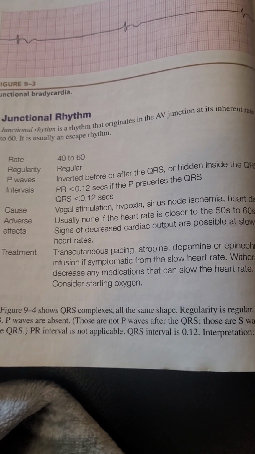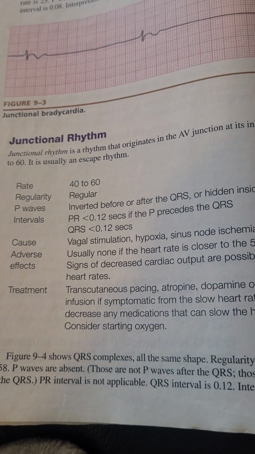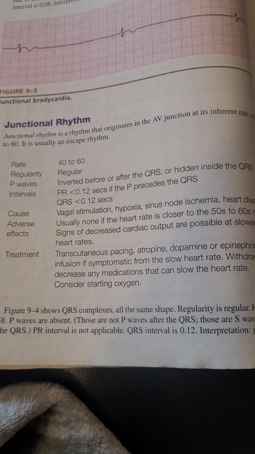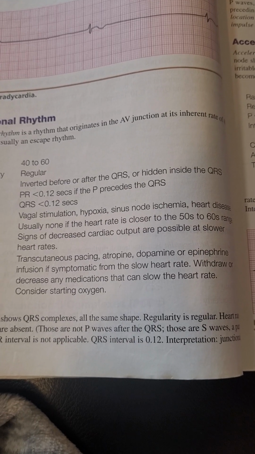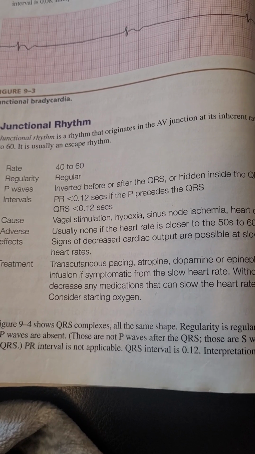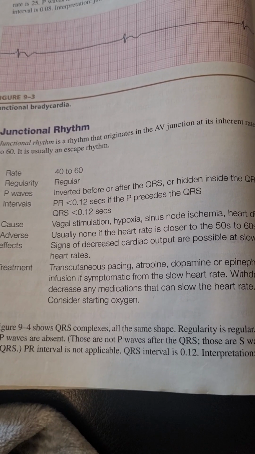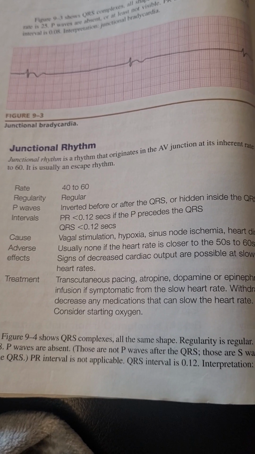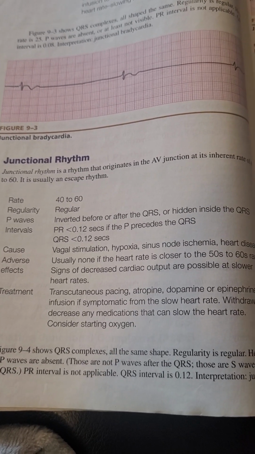A regular junctional rhythm is anywhere from 40 to 60 beats per minute, and it's regular. It's still marching out. And for P waves, it has to be inverted before or after the QRS, or no P wave at all. The PR needs to be smaller than 0.12 seconds if it precedes the QRS. If you see a P wave before, it needs to be smaller to be considered junctional. QRS is still going to remain the same, less than 0.12 seconds.